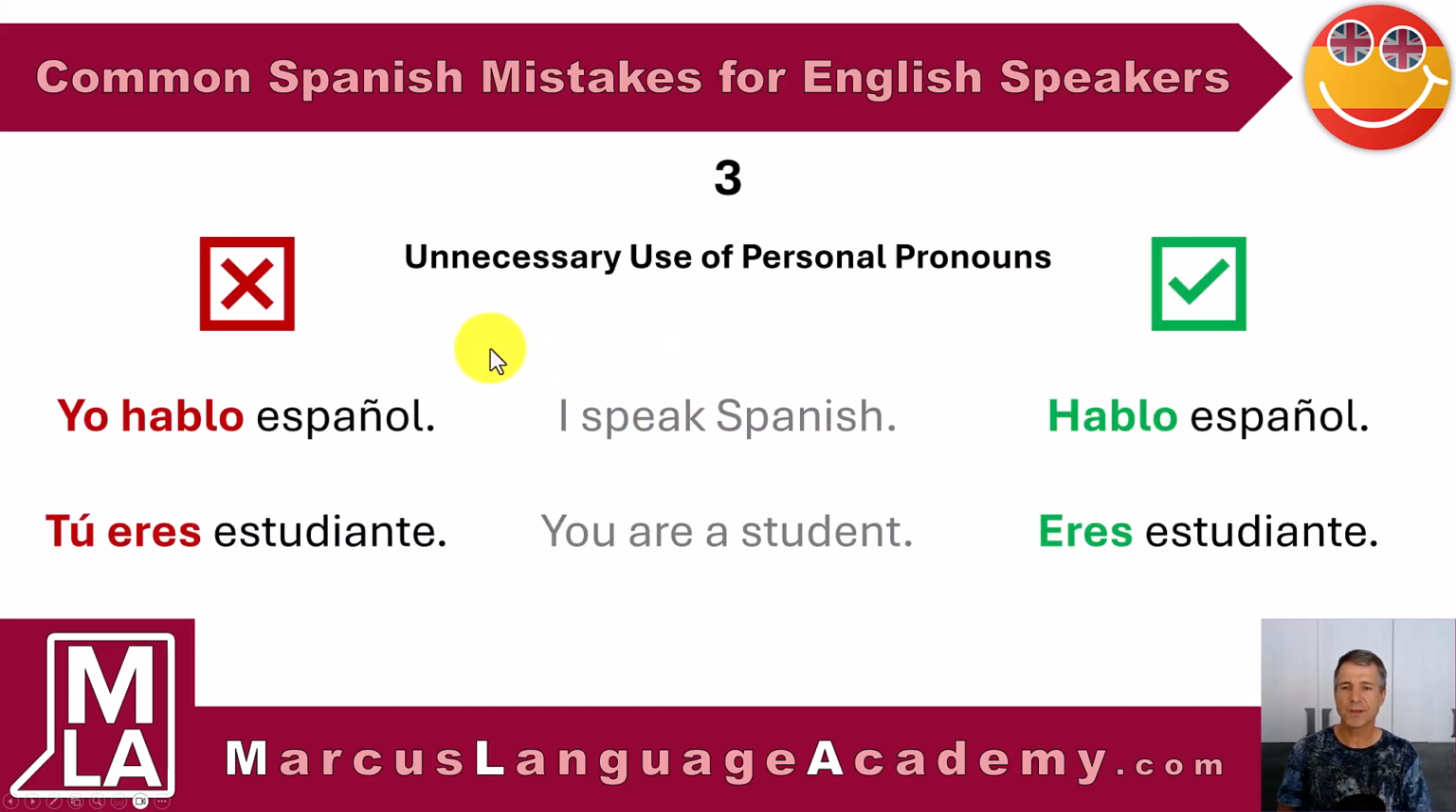In Spanish, the verb conjugation tells you who the subject is, which means you can often leave out the personal pronoun. For example, instead of saying yo hablo español, I speak Spanish, you can say just hablo español. And instead of tú eres estudiante, you are a student, just say eres estudiante. Leaving out the personal pronouns makes your Spanish sound more natural and fluid.